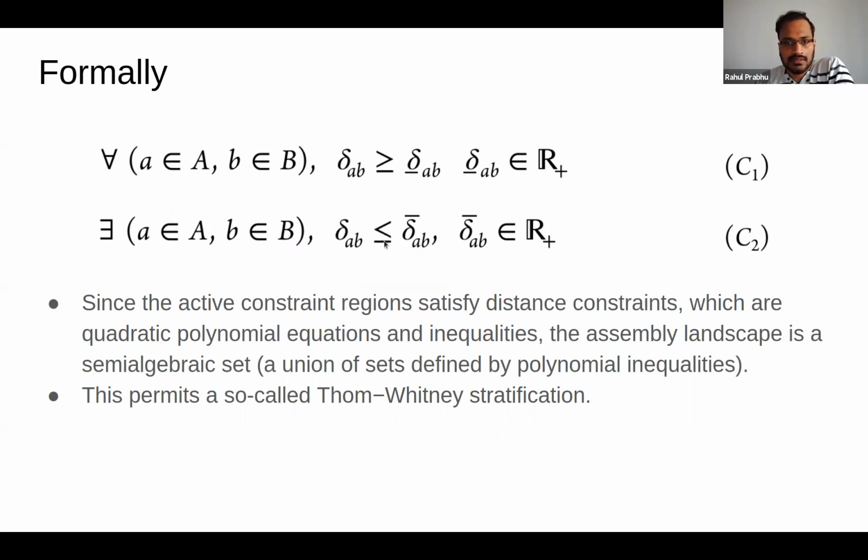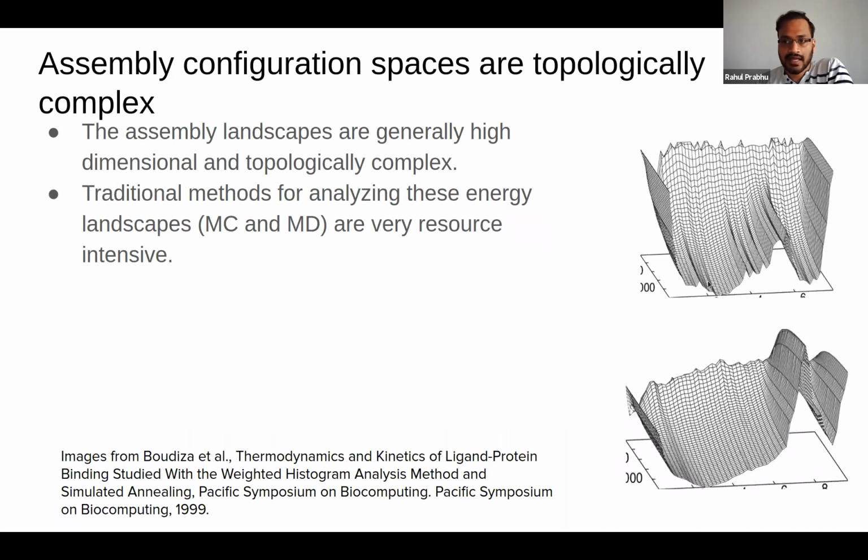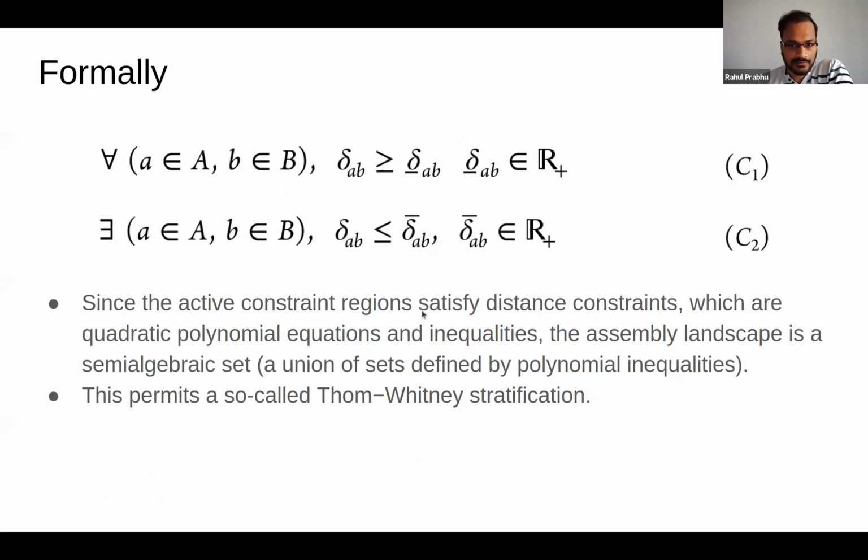So all these are basically distance constraints. So when I have a whole bunch of these, I get a semi-algebraic set, because it's a union of sets defined by polynomial inequalities. So you kind of get the idea why this space is not very nice.